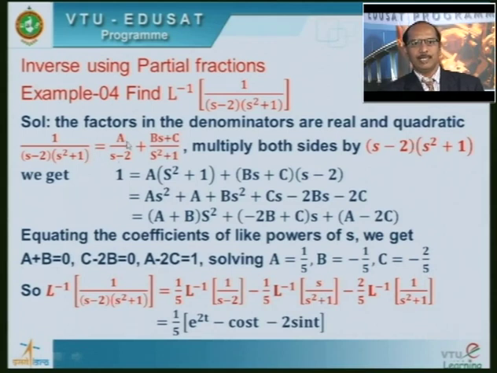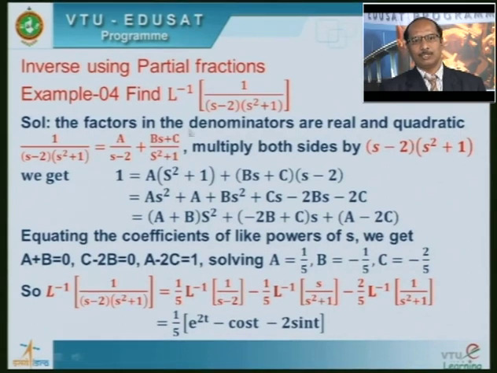The a value is 1 upon 5. So 1 upon 5 is taken outside because it is a constant. So, L inverse of 1 divided by s minus 2. Next, b is minus 1 upon 5 into s. So minus 1 upon 5 is taken; we have split it into two terms here, bs divided by this and c divided by this. So, s divided by s square plus 1. Next, the c value is minus 2 by 5, then L inverse of the remaining 1 divided by s square plus 1.